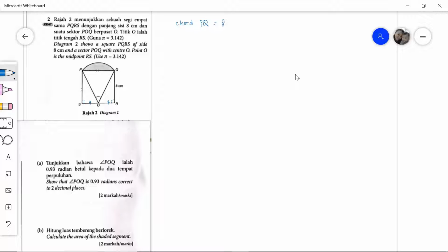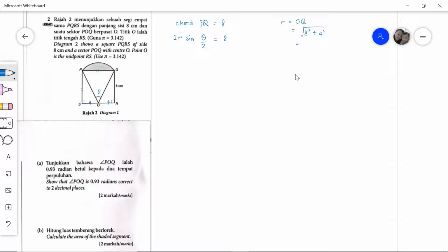To find the chord, we use the formula 2R sine theta over 2, and this is theta, so it equals 8. But we don't have the R. The R is this one. So what is the R? We can use the Pythagoras theorem to find the R. The R is basically equivalent to OQ, which is the square root of 8 squared plus 4 squared.